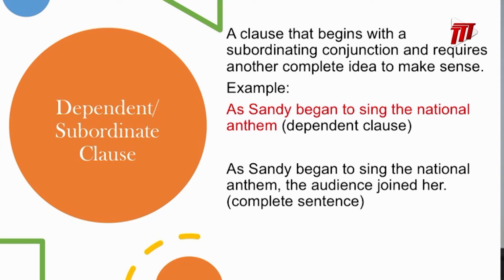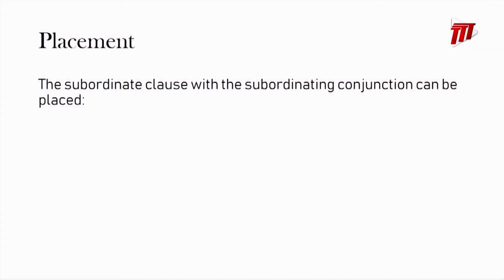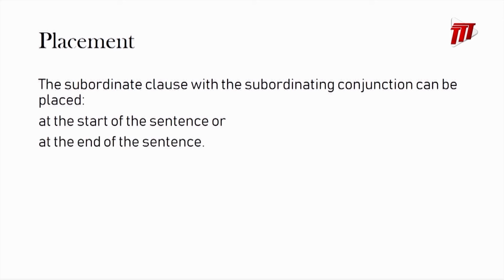So let's look at the other sentence. As Sandy began to sing the national anthem, the audience joined her. This is a complete sentence. We have the dependent clause, as Sandy began to sing the national anthem, and then we have the rest of the sentence telling us what happened. So that is a dependent or subordinating clause. Let's talk a little bit about how we place our subordinating conjunctions and our subordinating clauses. The subordinate clause with the subordinate conjunction can be placed at the start of a sentence, or it can be placed at the end of a sentence.